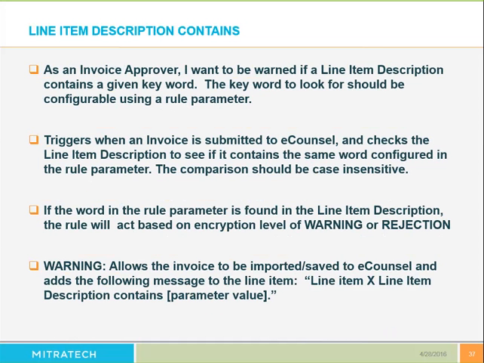Line item description contains. This is where you can validate for keywords to look for in the invoices, something like overtime or online research, something that you don't want to pay for, that you've already told them you're not going to pay for. You can install this rule multiple times, once for each word that you want to look for, and it will reject or warn on those line items.